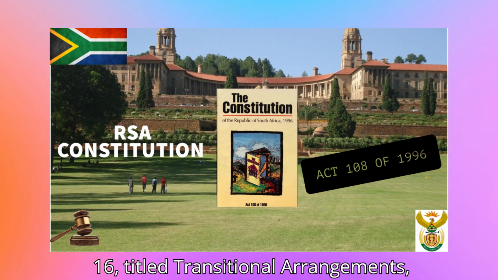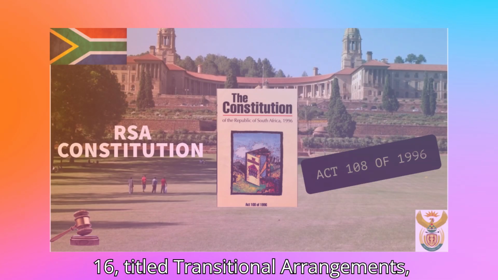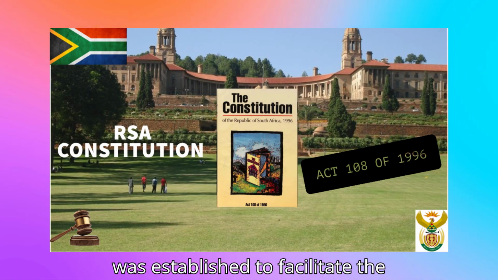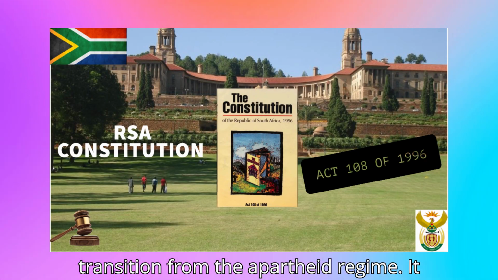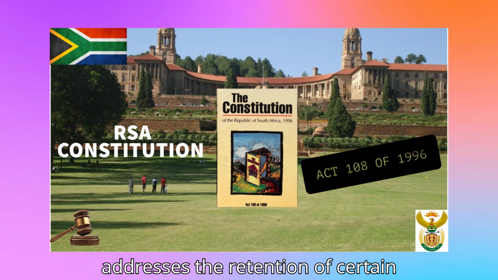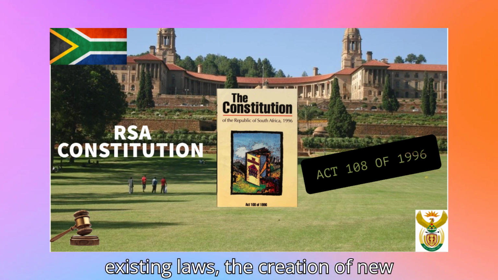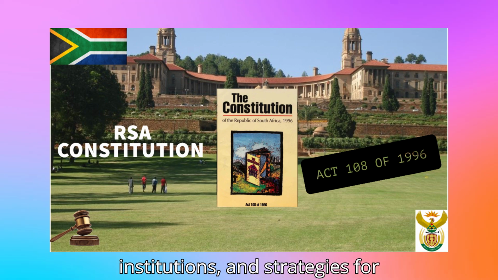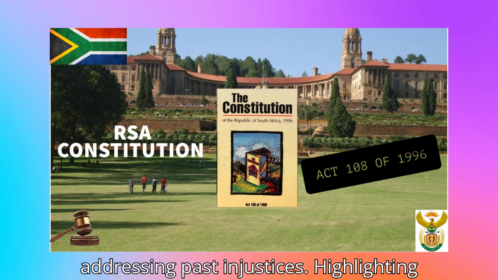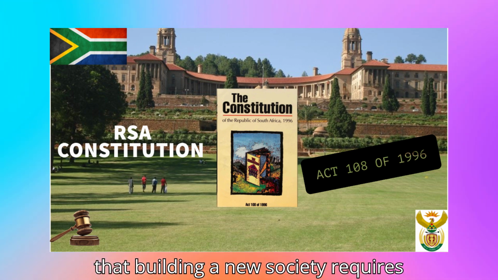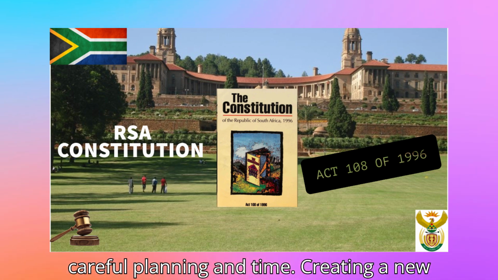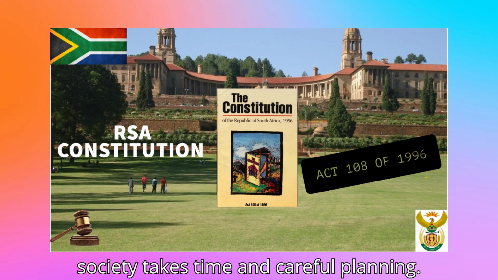Chapter 16, titled Transitional Arrangements, was established to facilitate the transition from the apartheid regime. It addresses the retention of certain existing laws, the creation of new institutions, and strategies for addressing past injustices, highlighting that building a new society requires careful planning and time.